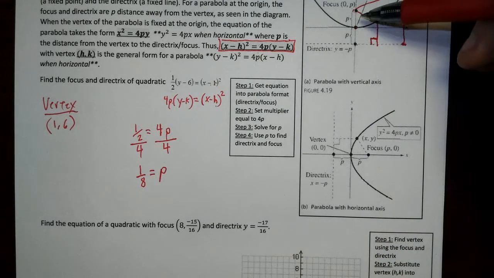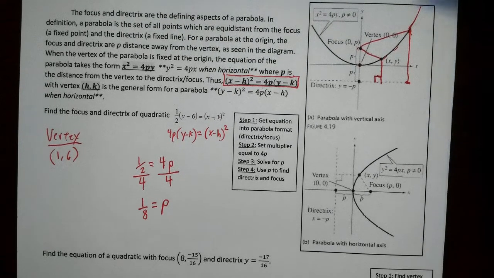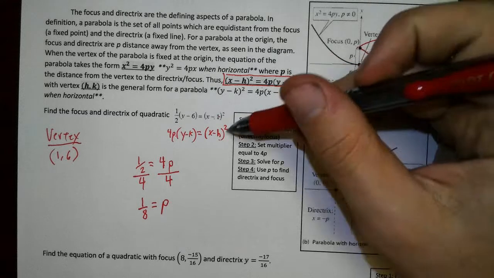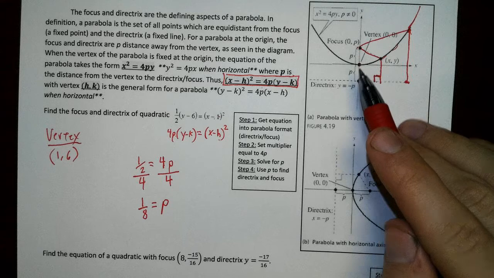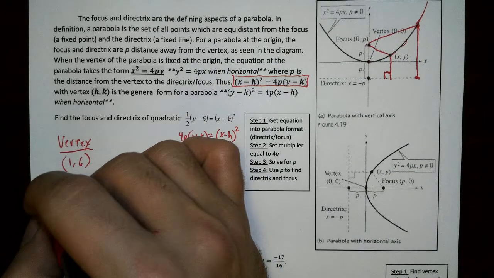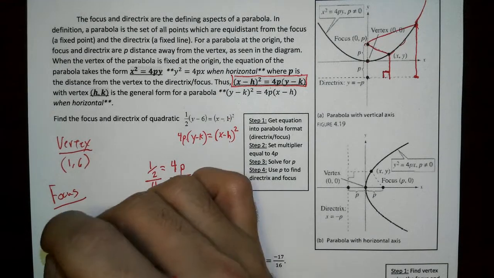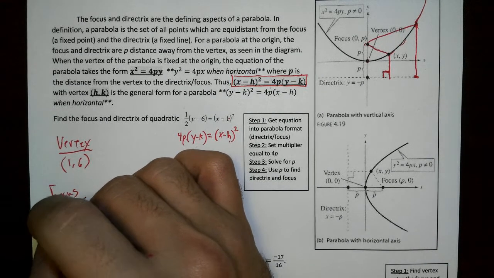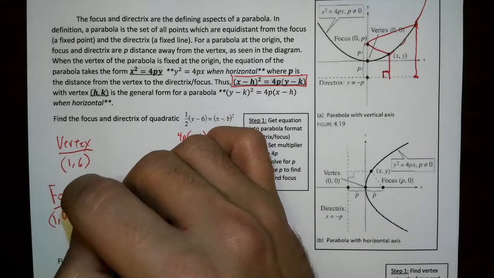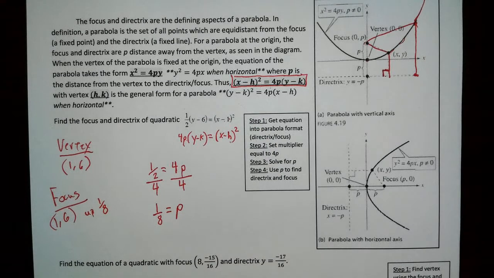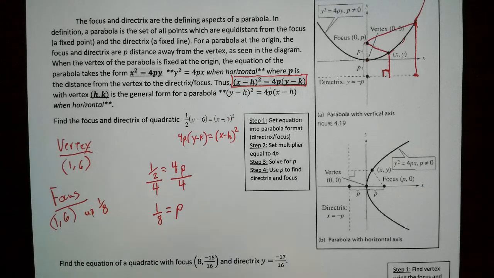When we're dealing with a vertical parabola, one that opens up and down, we're just going to be adding and subtracting this distance p onto our y value from the vertex. It's got to go that distance up and that distance down. So we can find the focus by going that distance up: the vertex at 1, 6 and then up 1/8.